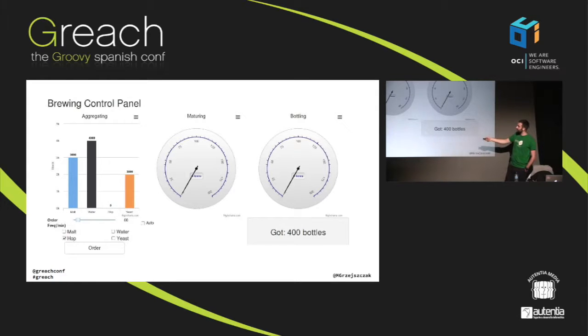What you can see to the left is the amount of ingredients that you can order to brew the beer. If any of you brew beer at home, sorry for any mistakes that I'm going to show here, you need 1,000 units of malt, hop, water, and yeast. It's obvious. If you click order and you have 1,000 units of each of those ingredients, the brewing process starts. Here you have gauges that show the amount of items that are being matured and bottled at the moment, and at the end of the day we show how many bottles we have.